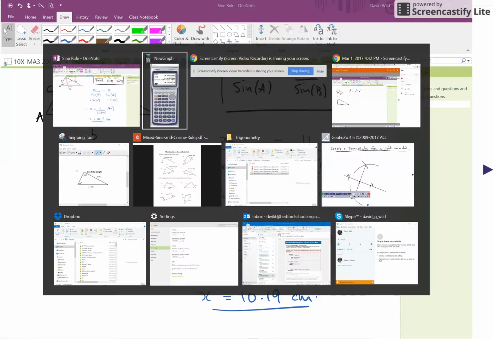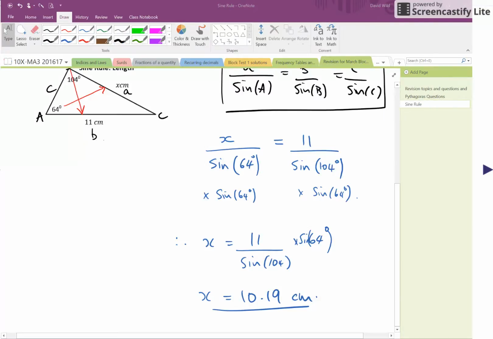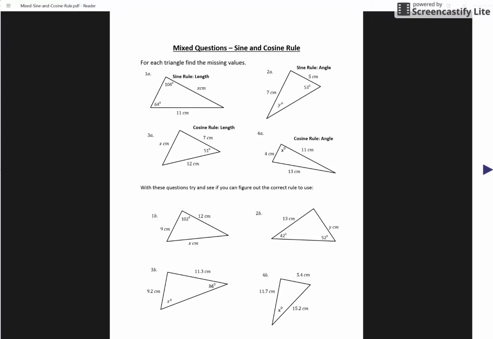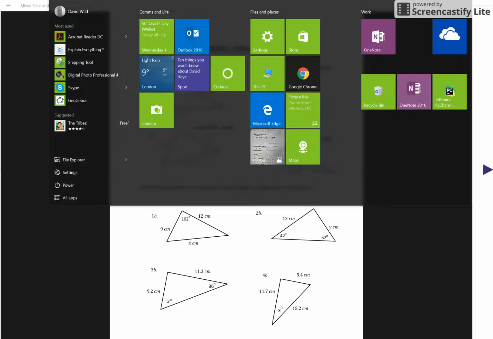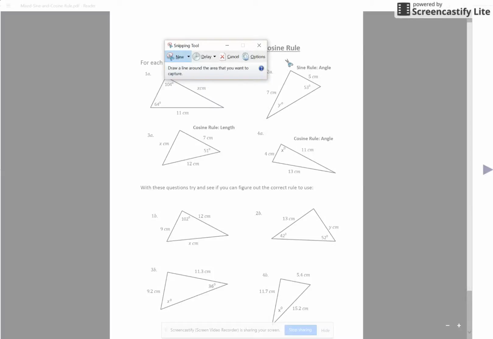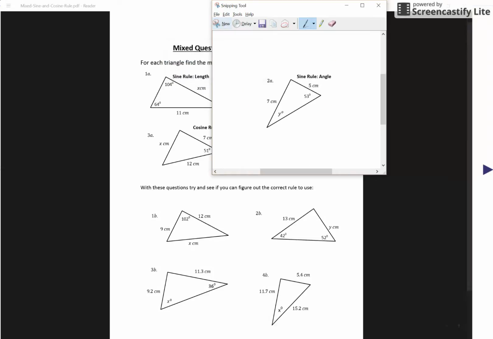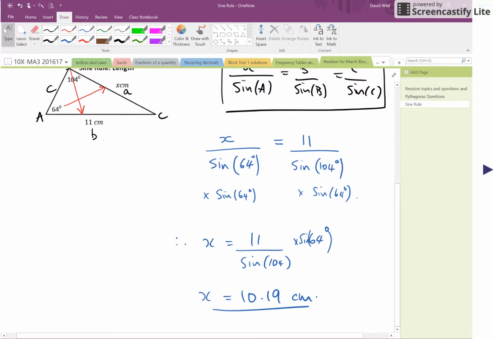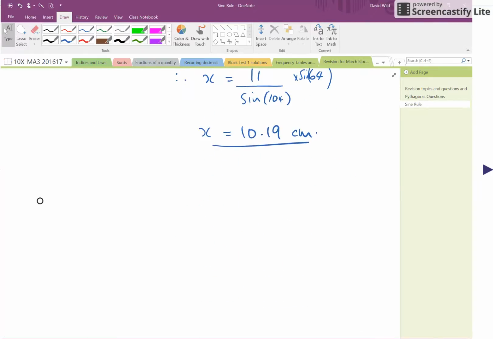Okay, let's find another question now. Let's try this angle question. Let's just take a screenshot of this one. Try this question here. And this is for finding a missing angle. Now, for finding a missing angle, it's sensible to have the formula with the angles on the numerator.